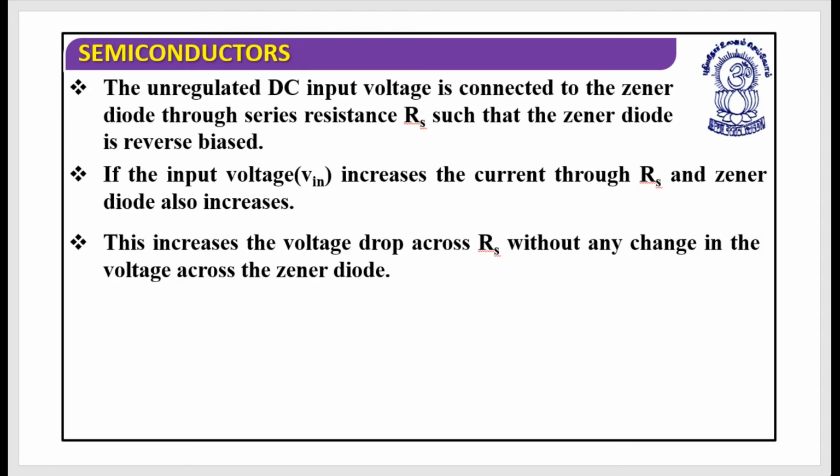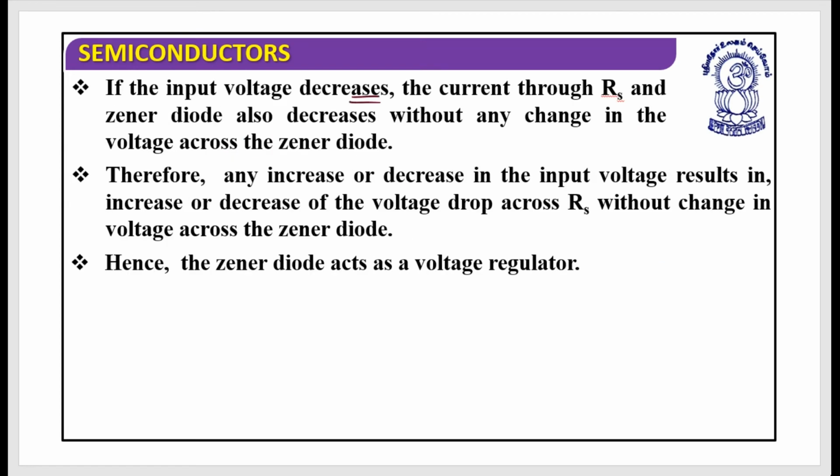The unregulated DC input voltage is connected to the Zener diode through a series resistance RS, such that the Zener diode is connected in reverse bias. If the input voltage Vin increases, the current through RS and the Zener diode also increases. This increases the voltage drop across RS without any change in the voltage across the Zener diode. So the voltage across the Zener will remain as it is.